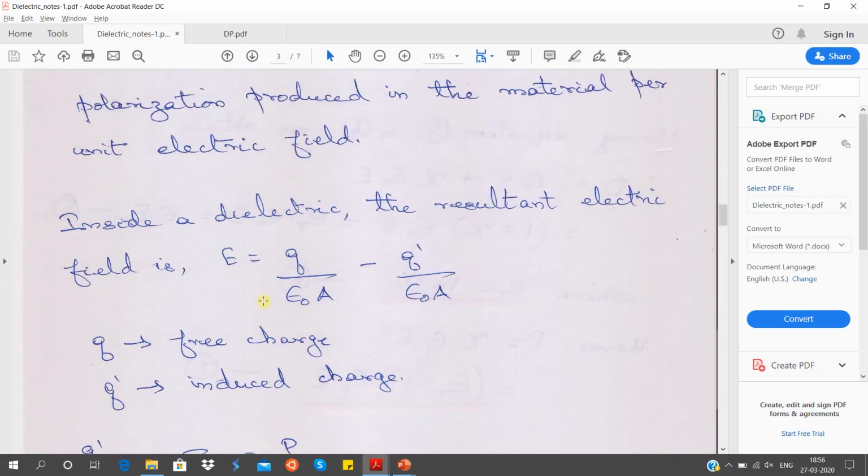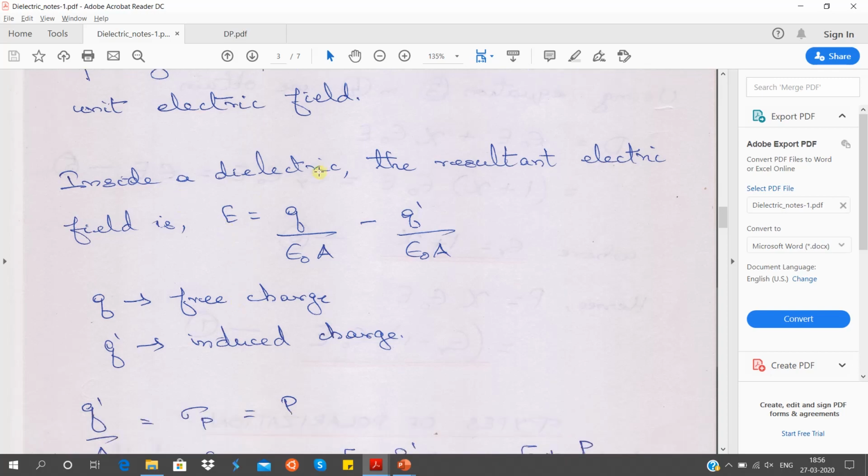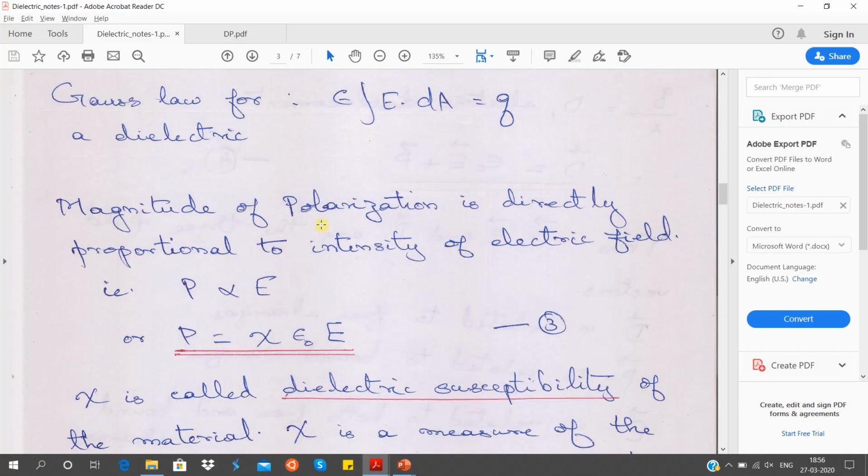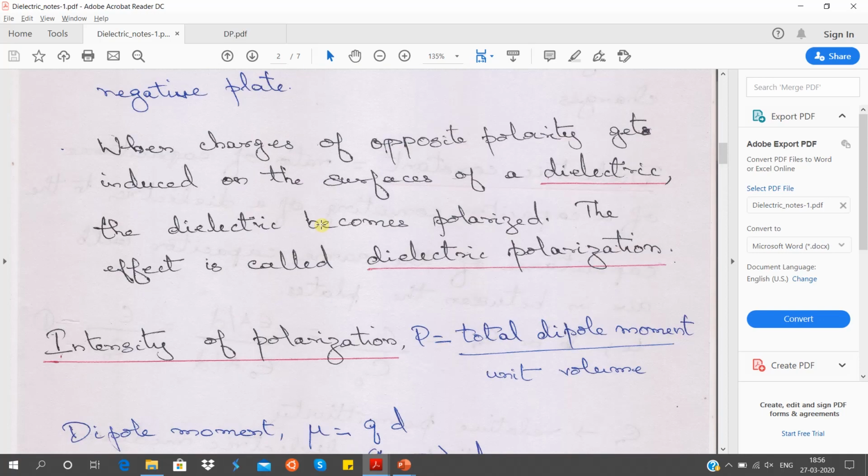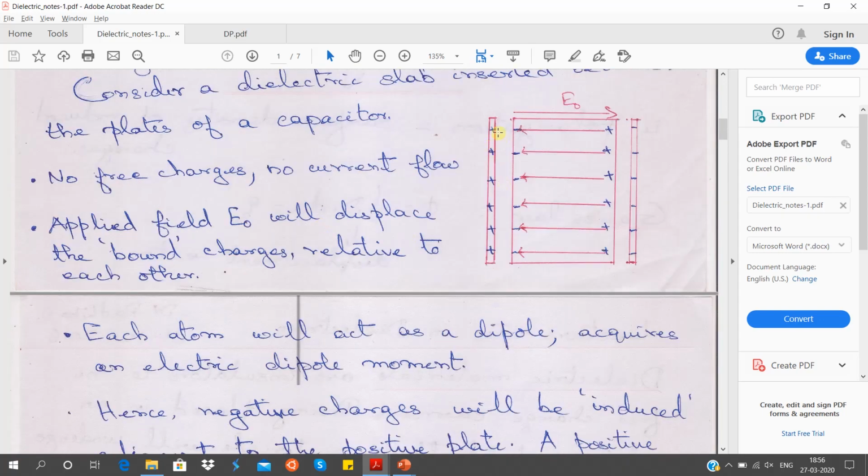So what I am going to consider is this dielectric, where at first the parallel plates of the capacitor had free charges, and within the dielectric you have the bound charges or the induced charges. And one thing to be noticed, which I guess you have seen in the previous video itself, is that the bound charges are of opposite polarity with respect to the free charge.